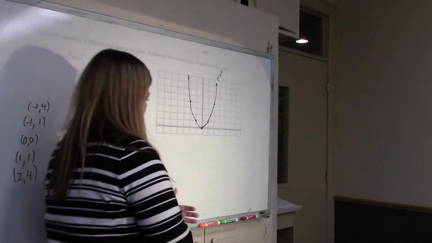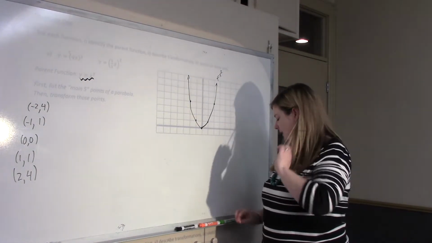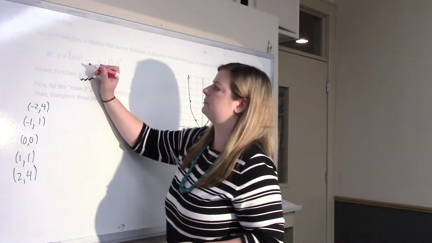Okay, so now you can think about this graphically or you can think about it algebraically. So our k value here is 4.